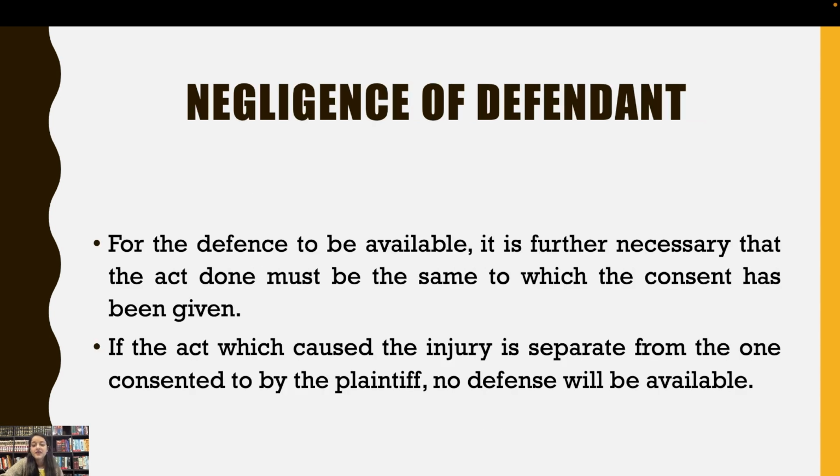Now, for the defense to be available, it is necessary that the act done must be the same to which the consent has been given.